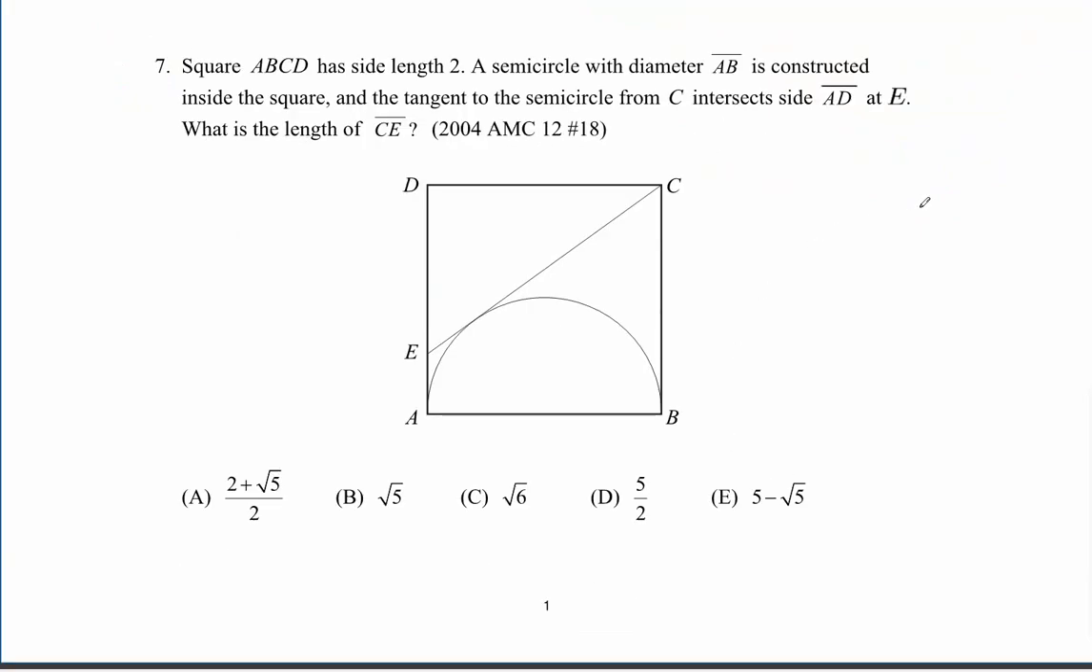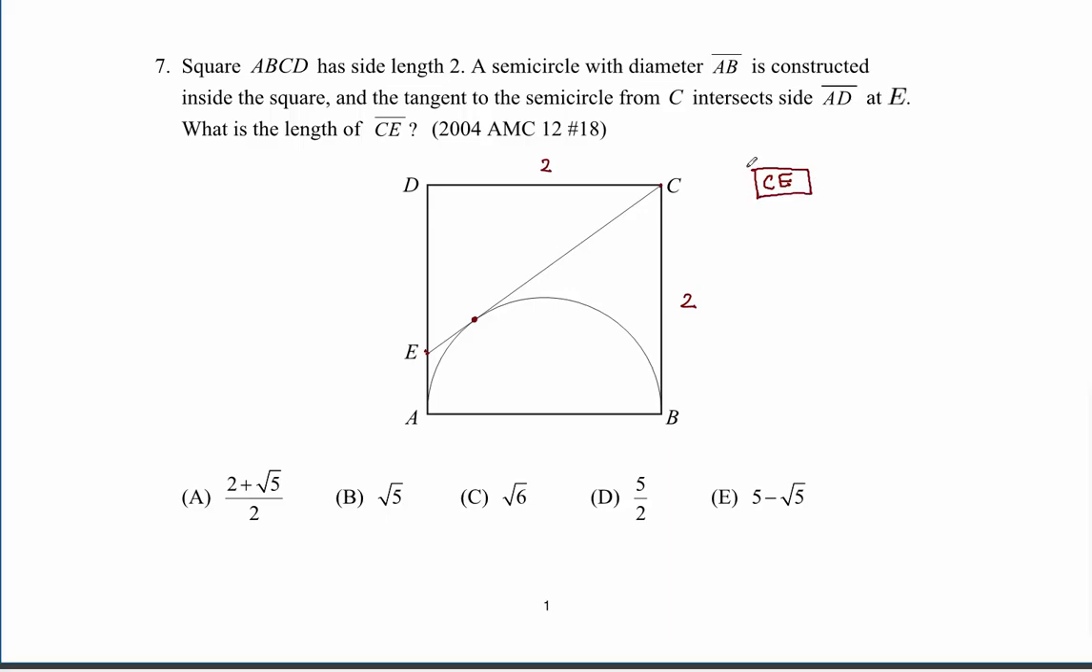So we have a square ABCD, side length 2. This is 2. This is 2. And AB is a diameter. We have a semicircle there. And a tangent line EC through AD. This is P. We have the one point of tangency over here. What is the length of CE? From here to here, right? CE.